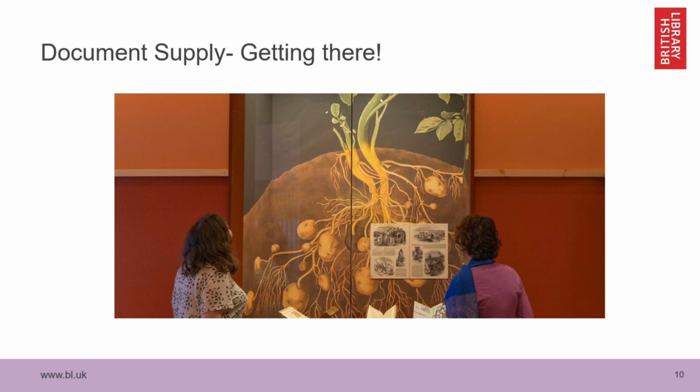So the current timeline is that we will be implementing Alma and Primo VE in November, with a view of bringing Rapido and Rapid ILL online in spring next year. So hopefully we will see some improvements in what we can do. And we would just like to thank everybody for your support over the last 18 months, and patience particularly, because it's not been an easy time.